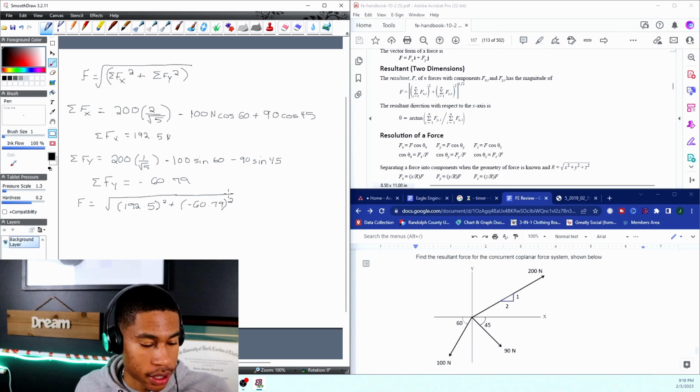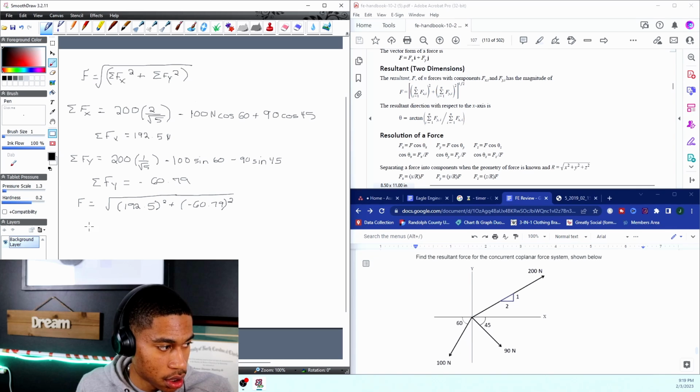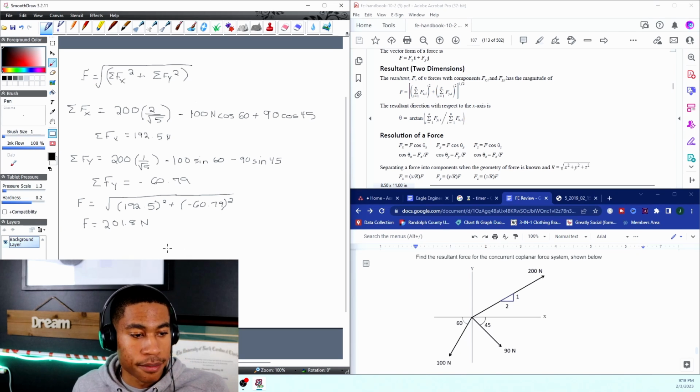So once we put that in our calculator, plus, I'm getting my force, total force, or resultant force, to equal 201.8 newtons. Okay. And that is our resultant.